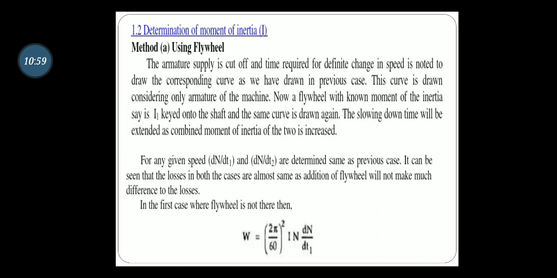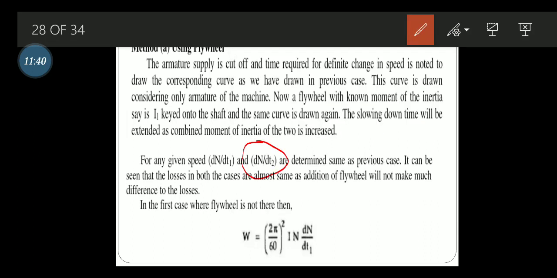The rotational losses will be the same whether you use the flywheel with the shaft or remove it. The losses will be the same, but the speed will obviously change, so we can represent the rate of change of speed. Here we get two cases. If we use the flywheel, the rate of change of speed is dN divided by dt2.